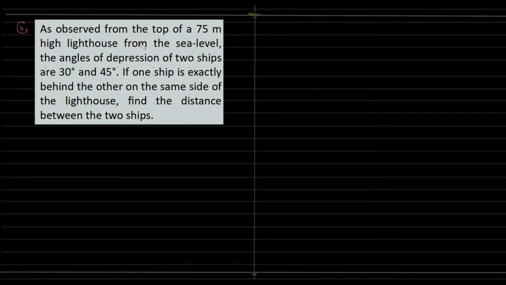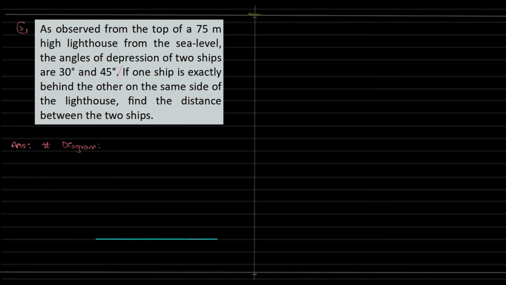As observed from the top of a 75-meter high lighthouse from the sea level, the angles of depression of two ships are 30° and 45°. If one ship is exactly behind the other on the same side of the lighthouse, find the distance between the ships. So again, my request is to try to draw. Pause and try to draw.